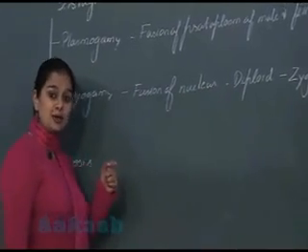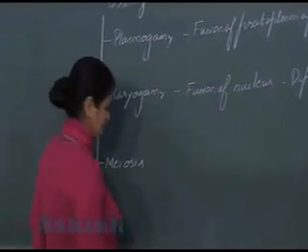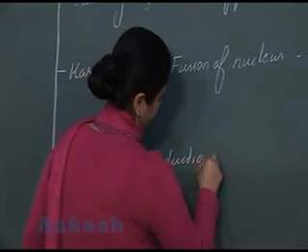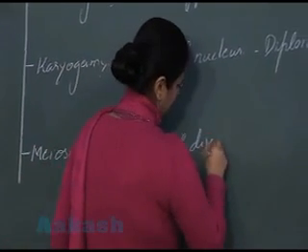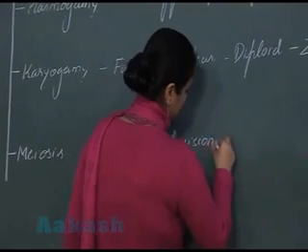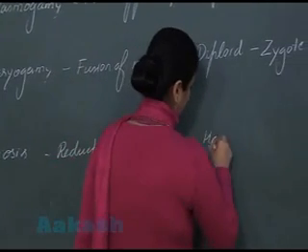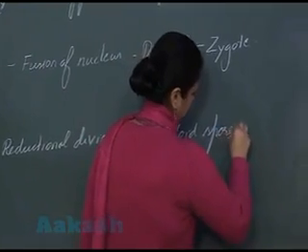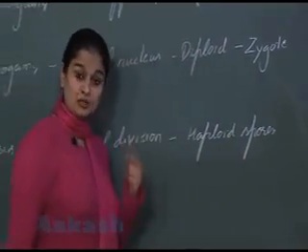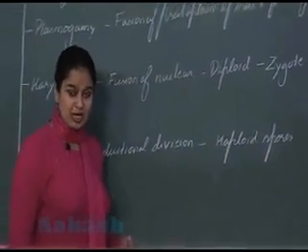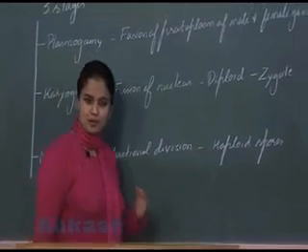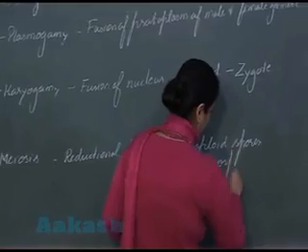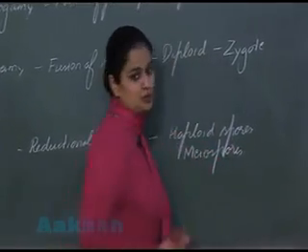Now this zygote will undergo meiosis. It will undergo reductional division. After reductional division, there can be formation of haploid spores. These spores are formed through meiosis. So that's why you are going to call them meiospores.